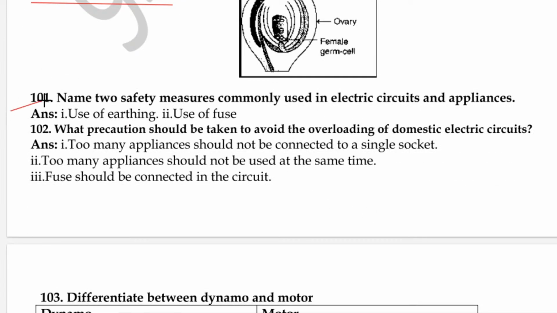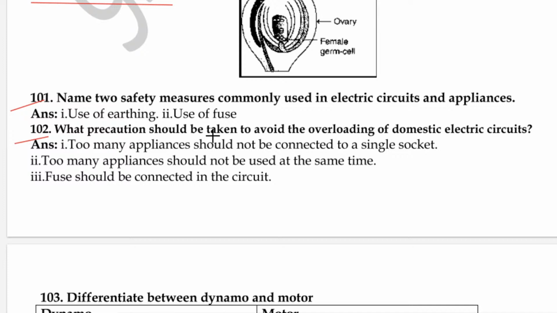Question number 101. Name 2 safety measures commonly used in electric circuits and appliances. Number 1, use of earthing. Number 2, use of fuse. These are some of the safety measures commonly used in electric circuits and appliances. Next question.